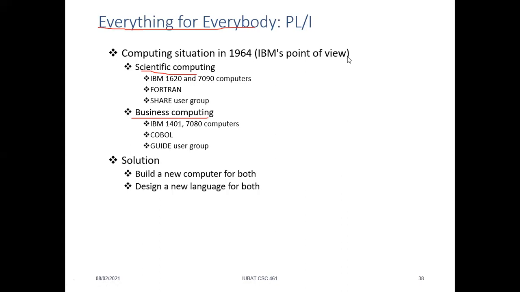Their approach was, in 1964, in scientific computing, we had IBM 1620 and 7090 computers, and we used the Fortran programming language. In business computing, we used COBOL. So we were using two programming languages at that time: Fortran for scientific computing and COBOL for business computing. Just to keep it simple, we are ignoring the other languages.